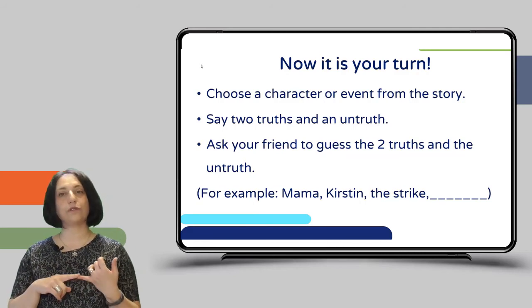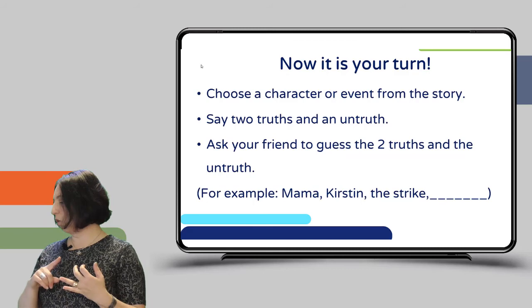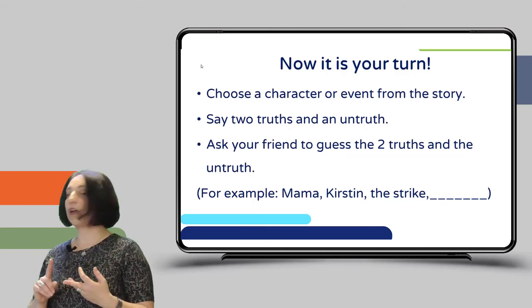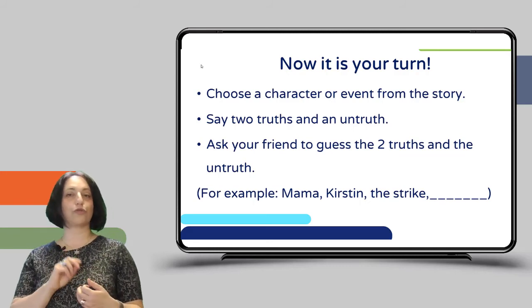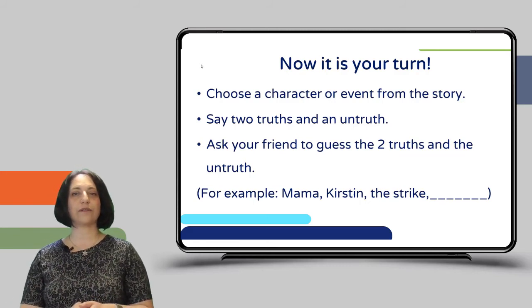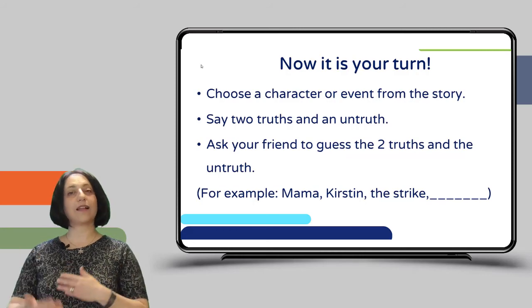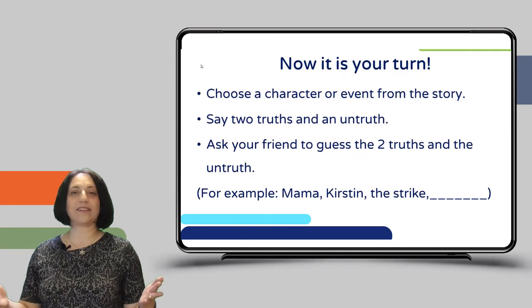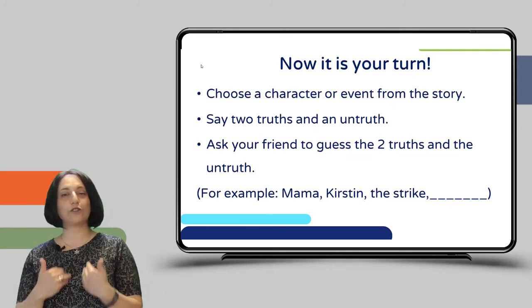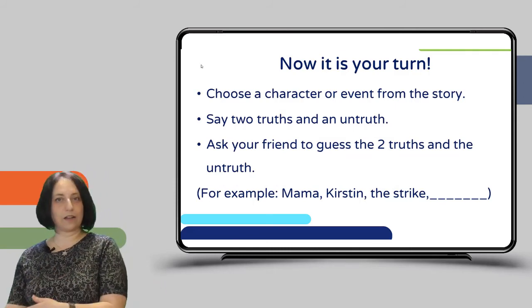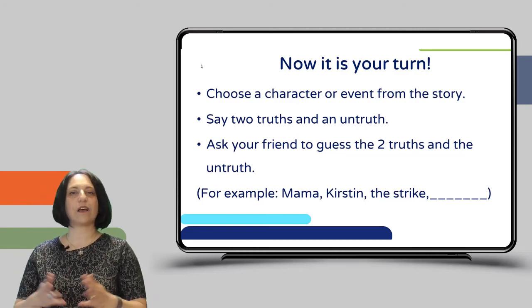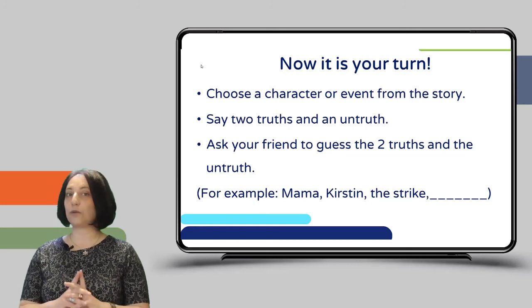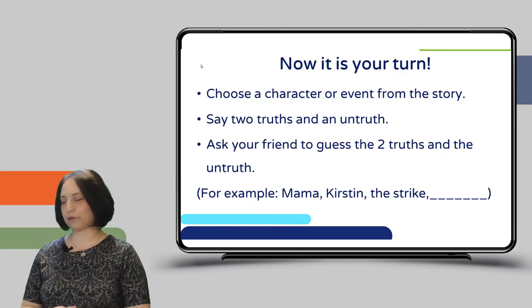For example, you could choose Mama or Katrine. Again, I wrote Kirsten and her name is Katrine, sorry. You could talk about the strike, 2 truths and an untruth. After you've done this with the story and your friend has guessed, you can play this game about anything. You can write 2 truths about yourself and 1 untruth, and then somebody has to guess what is the untruth. It's a really fun game to play, but you must play it in English, not in Hebrew.